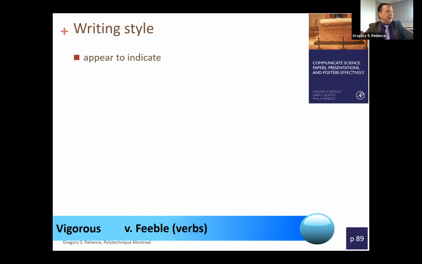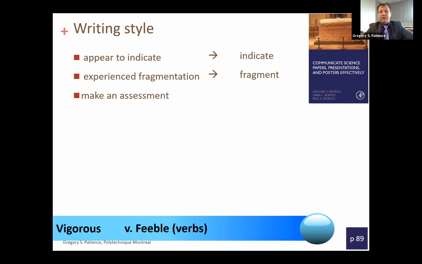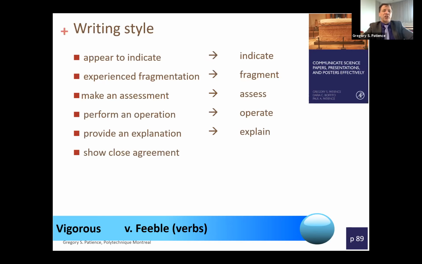So when we're looking at vigorous and feeble verbs, appear to indicate, we already said that that's indicate. Okay. Experience fragmentation. Again, this is called ionization, verb mutilation. Okay. And Krista mentioned that. And so experience fragmentation is fragment. So you take off the ION, when you look at the ION, then you can see that there's a verb hidden there, lurking there. Make an assessment, assess. So anything with MENT might be a verb lurking underneath. Perform an operation. So this is a common one, but it's really operate. Provide an explanation, explain. Show close agreement, agree. And those, let's say, are some of the rules.